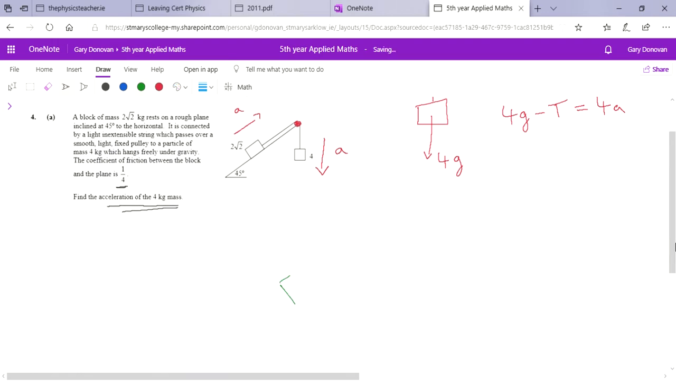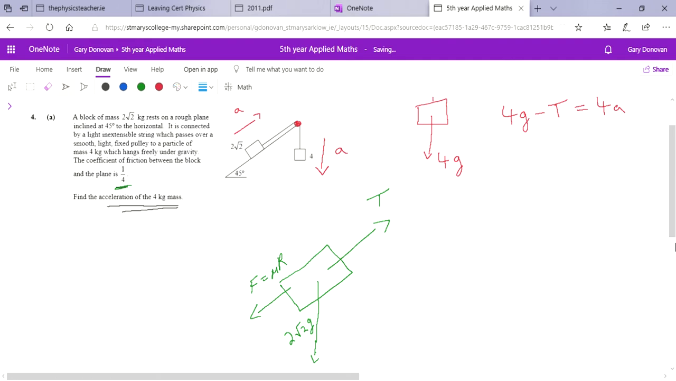Let's say we have our 2√2 kg mass here. What forces are acting on it? Well, there's definitely a t. It's being pulled up with tension in this way. Gravity is going to be acting on it, and gravity is equal to its mass, which is 2√2 times g. And we're told that it is on a rough surface where the coefficient of friction is 1/4, so we're going to have friction back this way, which equals mu times r.